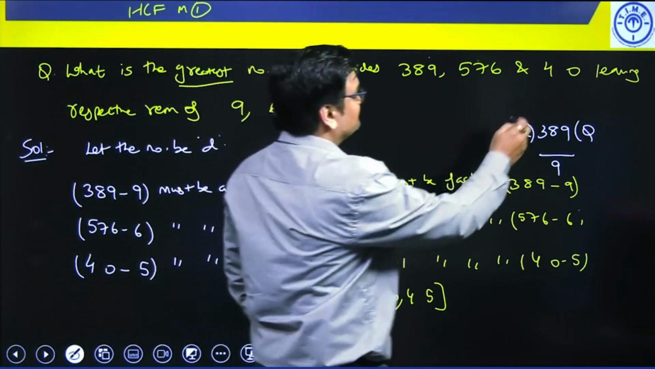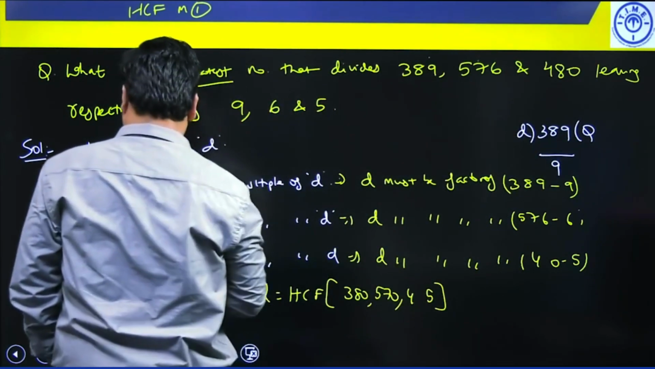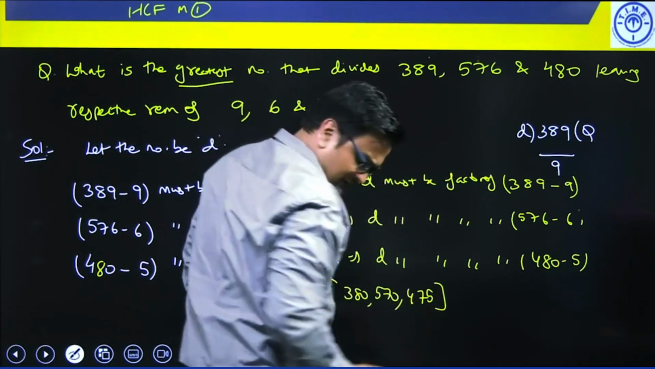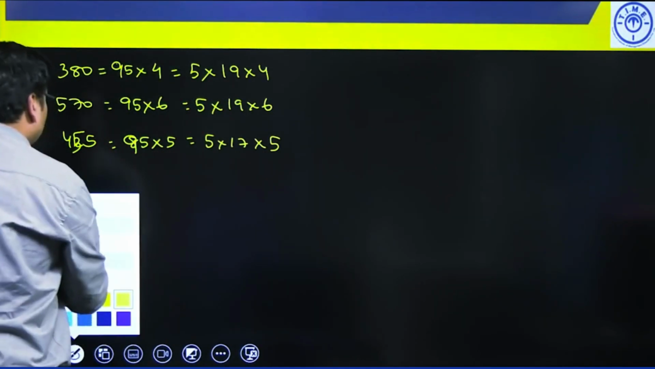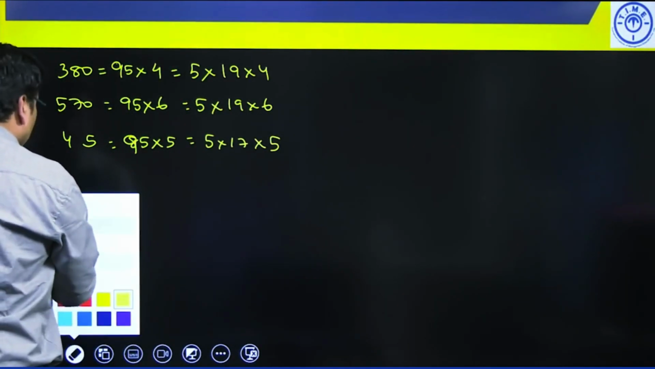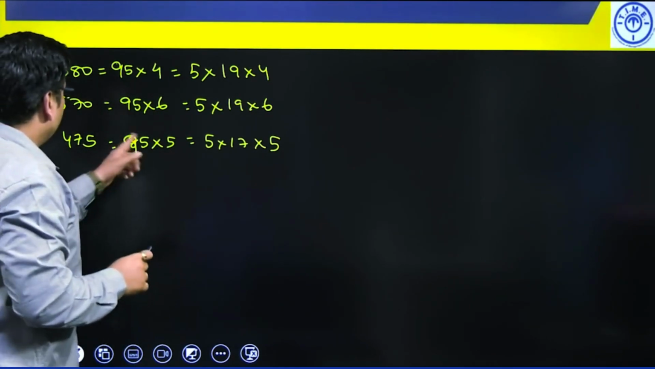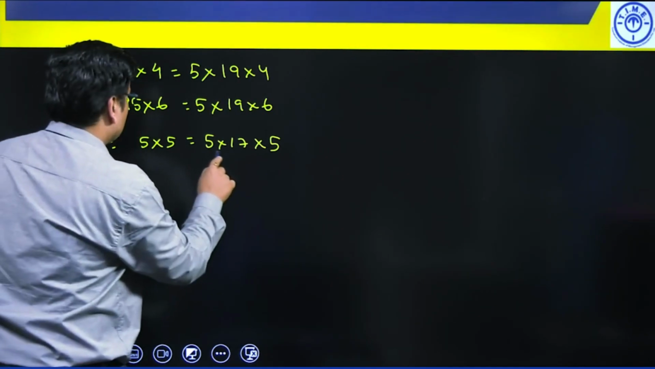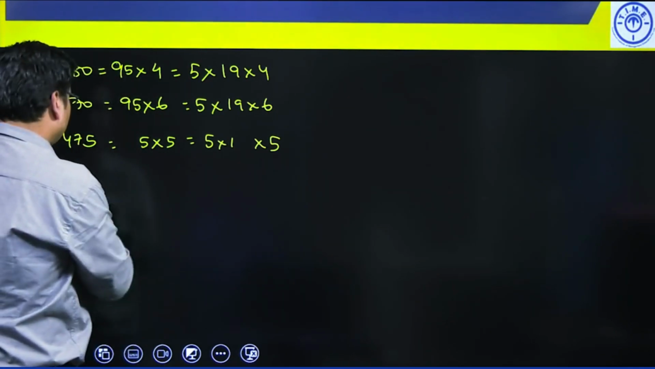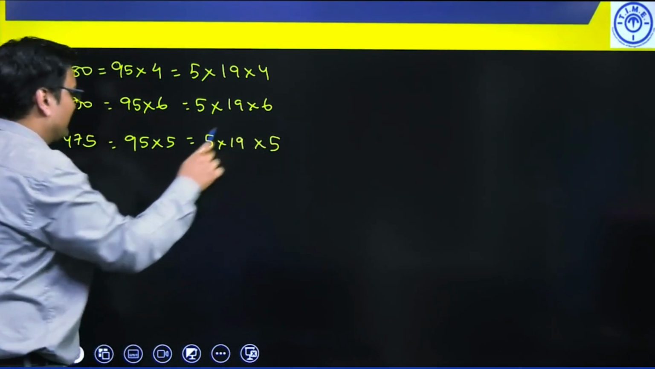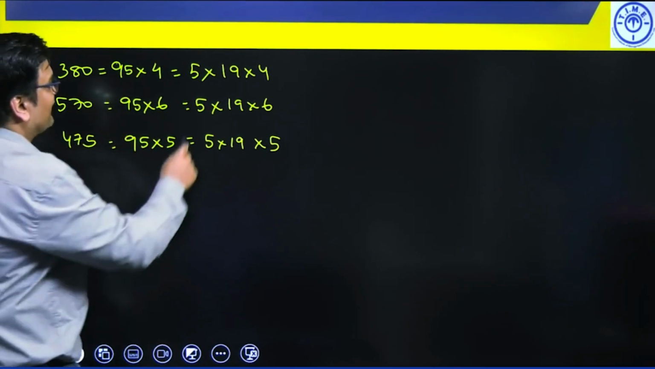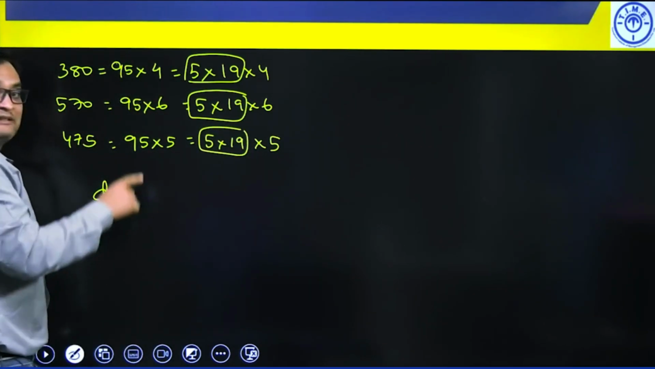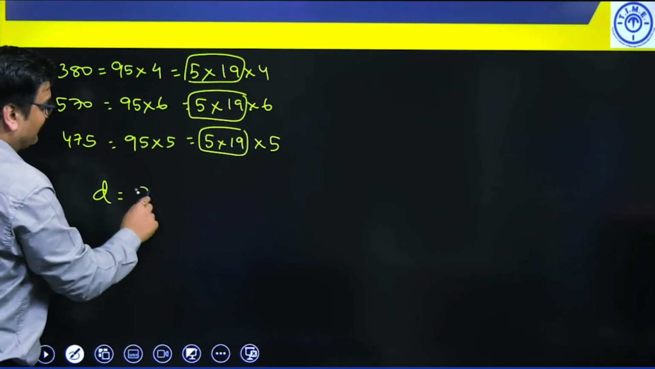So if I take 480, leaving remainder of 5 will be 480 minus 5, and this is 475. Now it will be okay, I think. Just observe this now. This is 475. So 95 into 5, which is 5 into 19 into 5. Now if you look at it, the HCF happens to be 5 into 19 everywhere. So thus the value of D, which is nothing but the HCF of these three numbers, will be 5 into 19, which is 95.